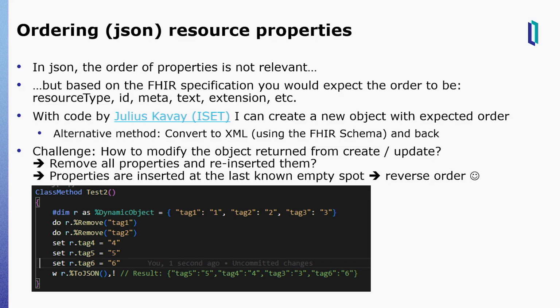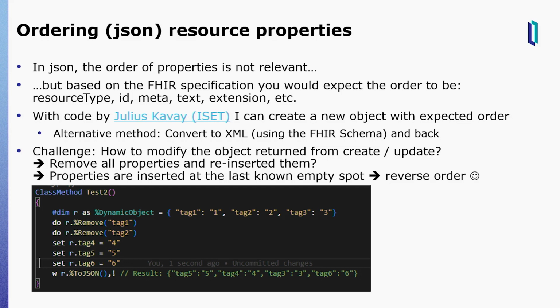Nobody? It will be at the end. That's the default behavior of the JSON implementation. It always inserts properties at the end, which is a little odd if you think about it from the FHIR specification perspective, which has a defined schema.